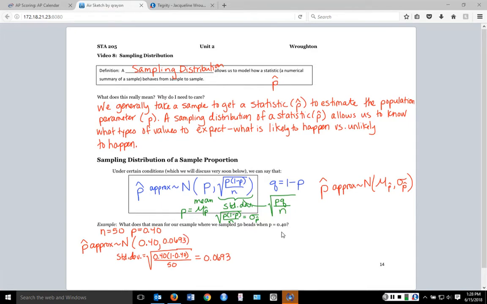So then to match that to our notation above, my mu of p hat would just be that 0.40. My standard deviation of p hat is going to be that 0.0693.